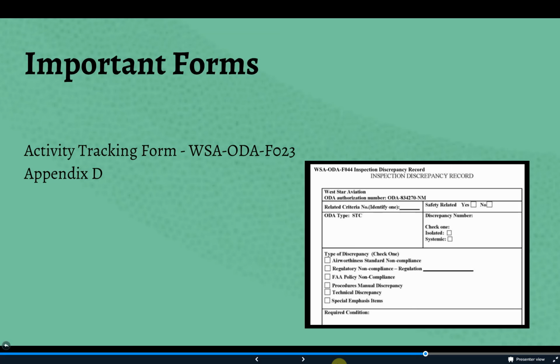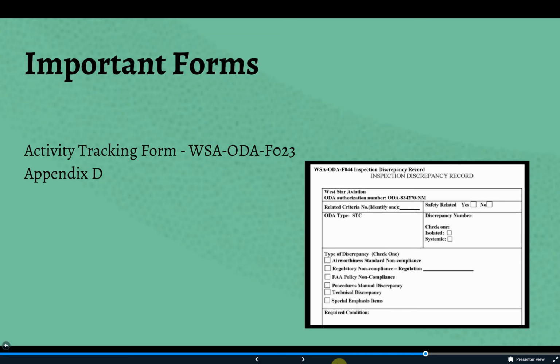The last thing, as a unit member, you should be aware of is the forms you're authorized to sign. Appendix D in the manual specifically defines which forms are used by which unit members. Make sure you're only using the forms authorized for you to sign off on. For example, some ODAs may authorize EUMs to sign off conformity deviations on the 8100-1 conformity inspection record. Westar, however, does not authorize this use of the form.